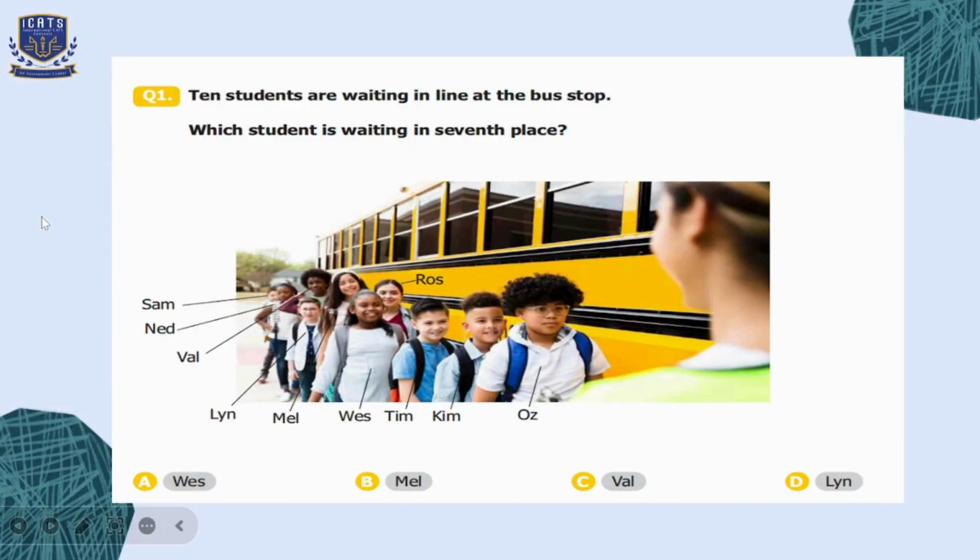So our question number 1 is 10 students are waiting in line at the bus stop. Which student is waiting in 7th place? So we can see that all the students are facing towards the teacher and Oz is at first place. So we will start from Oz. Then Kim is second, Tim is third, Wes is fourth, Rose is fifth, Mel is sixth, and Lynn is at 7th place. So option D is the correct option, Lynn.